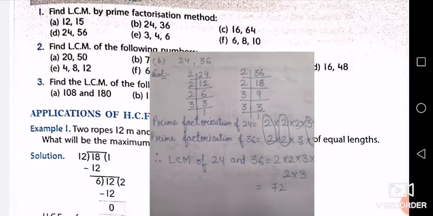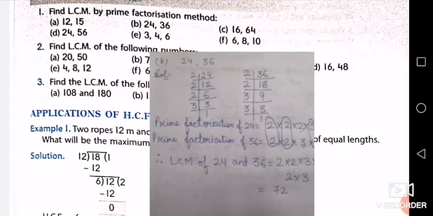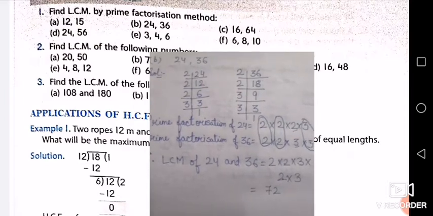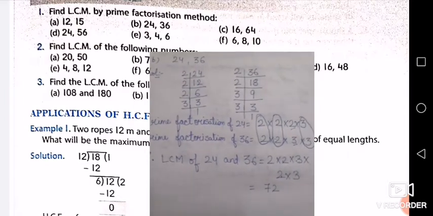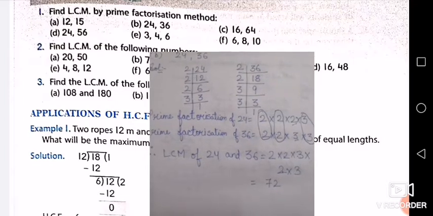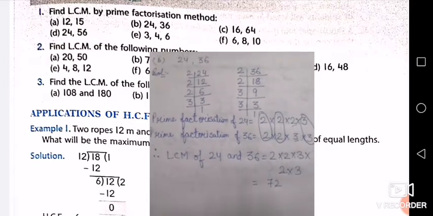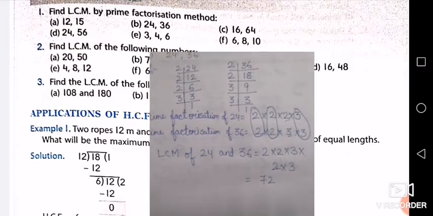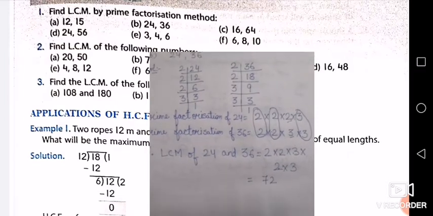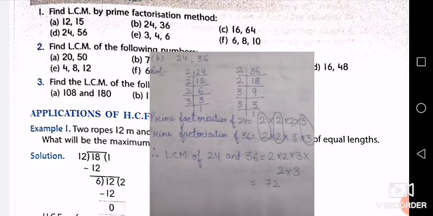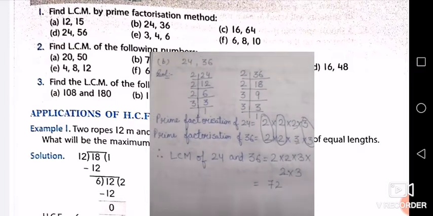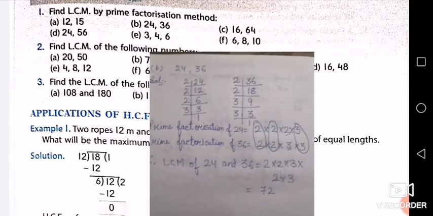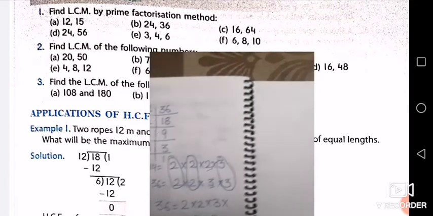First step is to find prime factors of the given two numbers. Then we will write the prime factorization of the given two numbers in product form, finding the common factors. Then write down LCM of 24 and 36 as a product of factors. Fine, got it? Now come to C part of the question. Let's see how you will do C part.